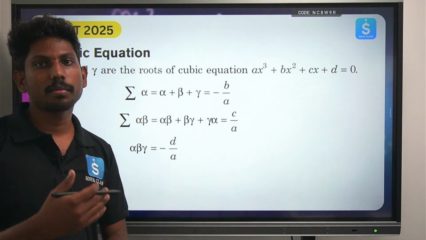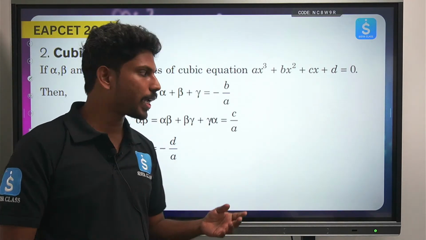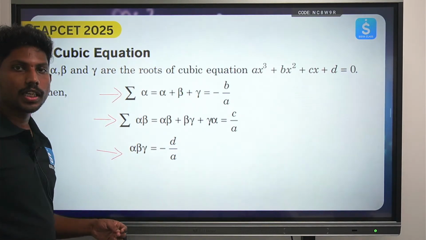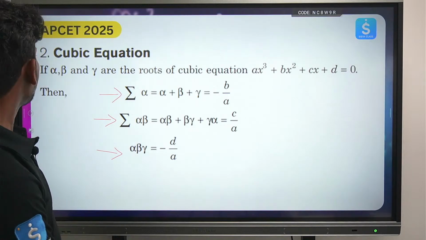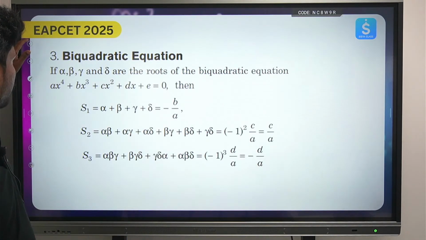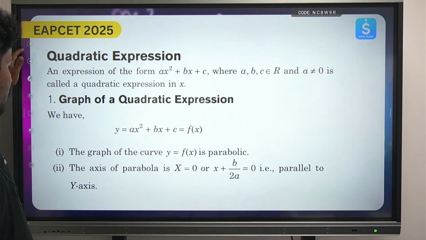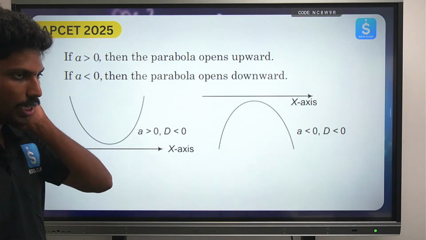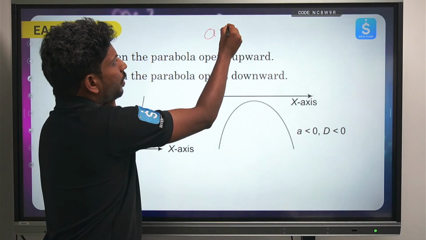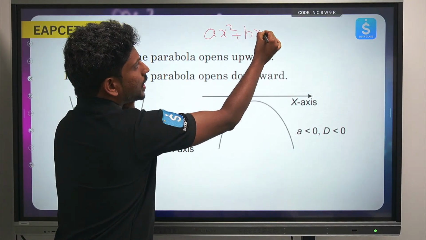That is nothing but the sum of roots is equal to minus b by a. The same analogy we can do for the cubic equation as well, even for the fourth degree equation as well. So this we have studied in theory of equations. So now the most important thing that I wanted to discuss is this graph. Now we have a quadratic equation in the form of ax square plus bx plus c.